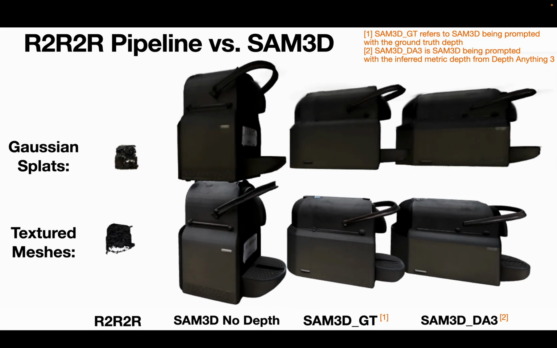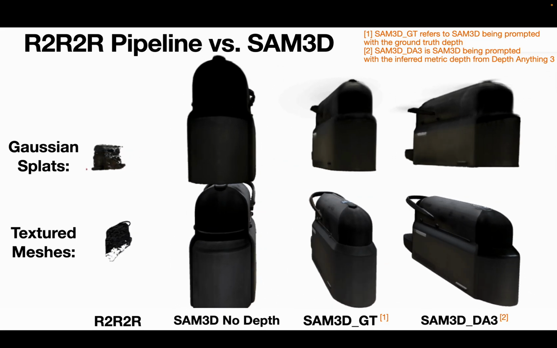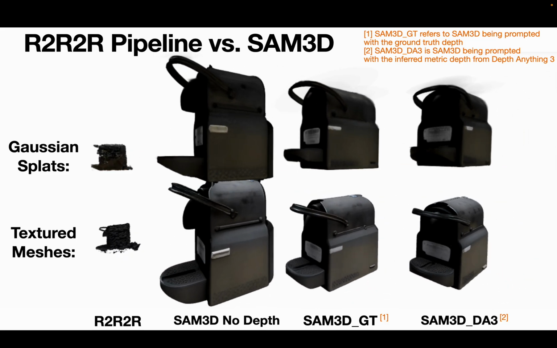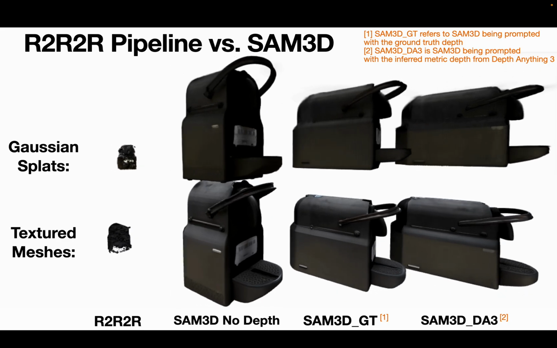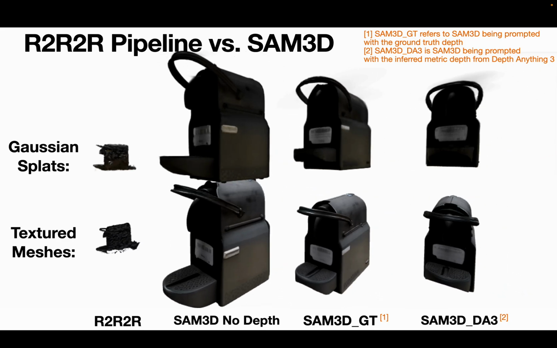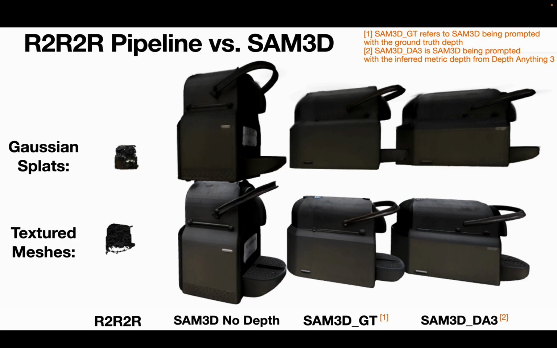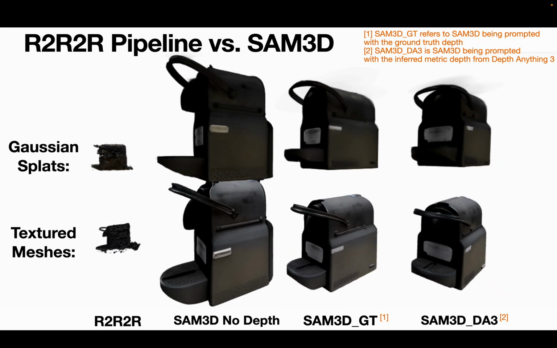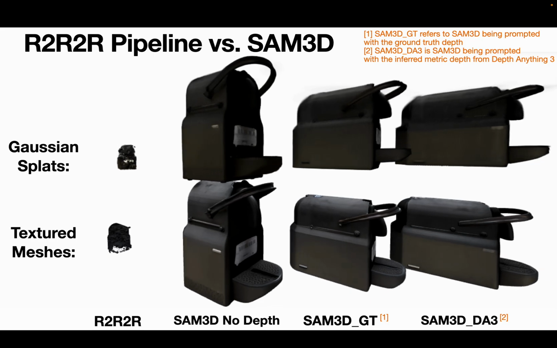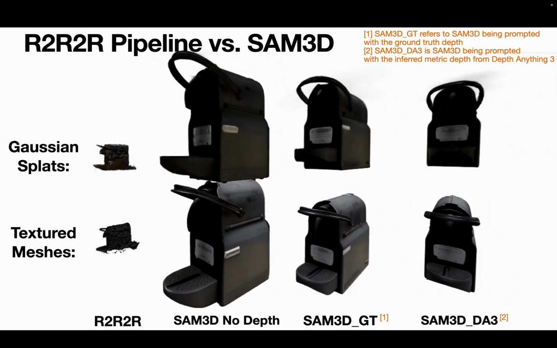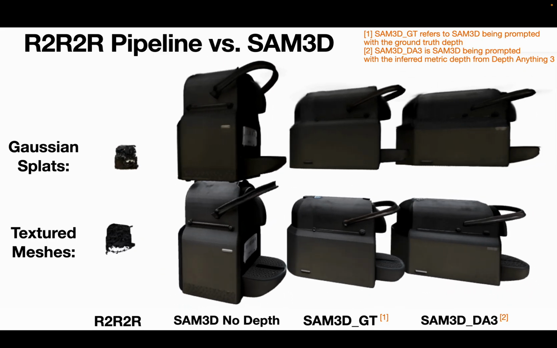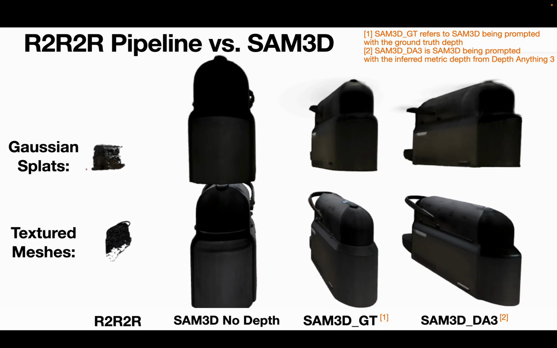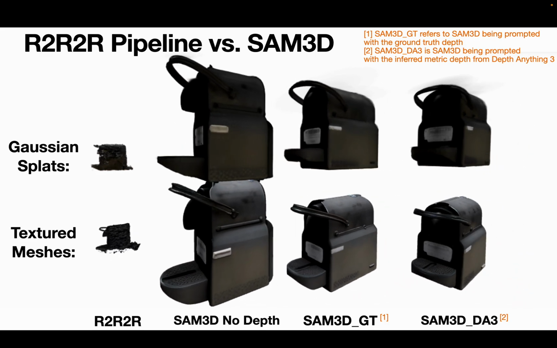So now I'm just showing off our real-to-real assets versus SAM3D. So column by column, first is real-to-real, so those are the assets we used. Next is SAM3D when we prompt it with no depth information. Then the third column is SAM3D if we prompt it with the ground truth depth information. And finally, the fourth column is if we prompt SAM3D with the Depth Anything 3 depth information. So as you can see, first row is the Gaussian splats.